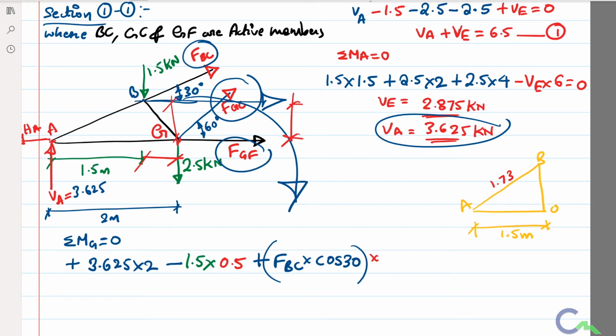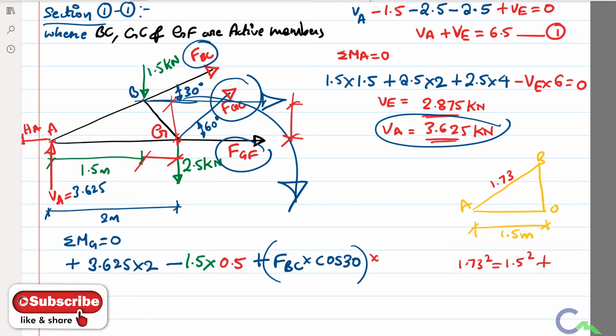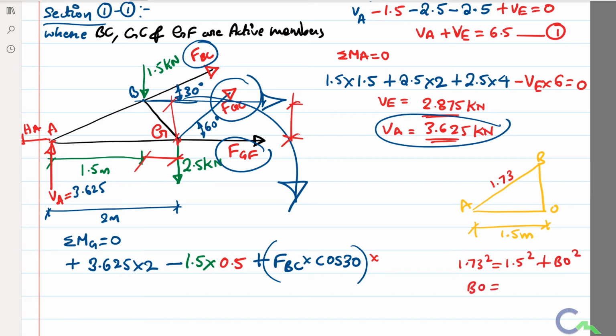Therefore I can apply the Pythagoras theorem, that is 1.73 square is equal to 1.5 square plus BO square. I want the value of BO, therefore we'll get 0.862 meter. Therefore the horizontal component of BC is FBC cos 30 into the perpendicular distance, that is this distance, so I can take 0.862.